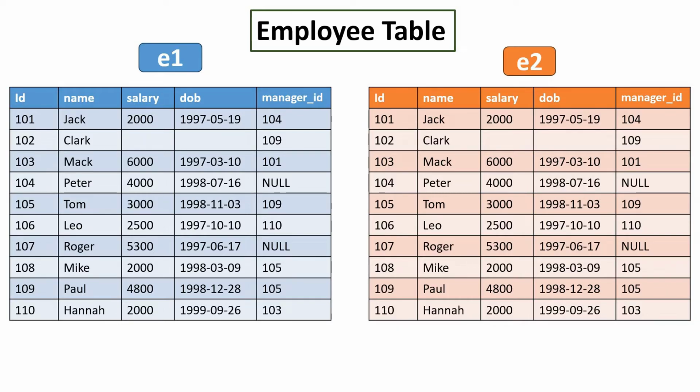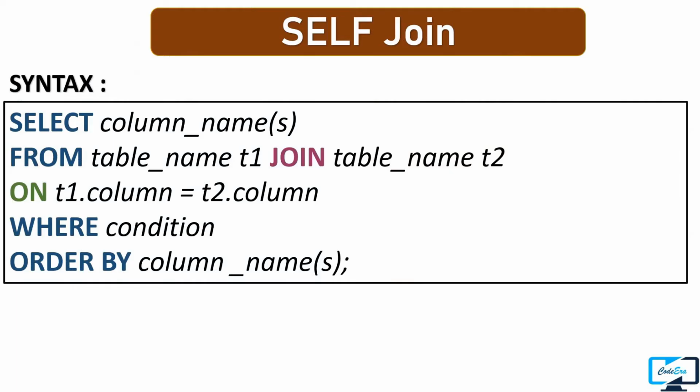So now let's see the complete syntax to use self join. We will write the select clause to fetch the required columns, and then with the help of the from clause we will join our table to itself. Here the table name will be the same, and to differentiate between the two instances of the same table we will use aliases. Like here T1 and T2 are the aliases. And here you can see we have written the join keyword to join our tables.